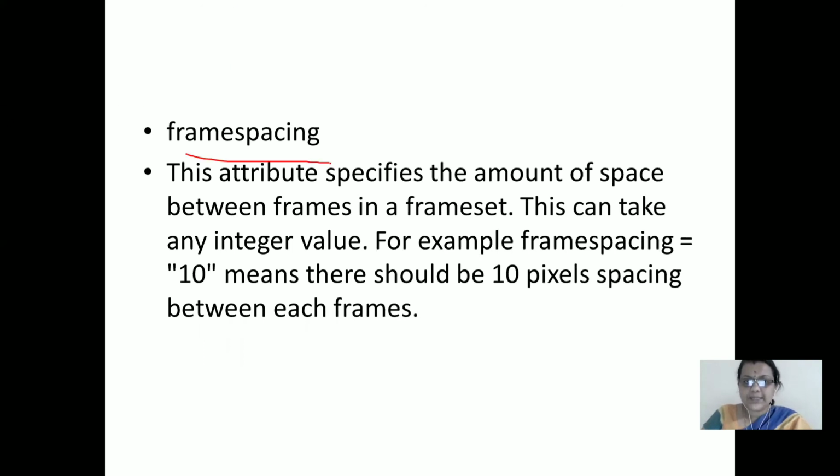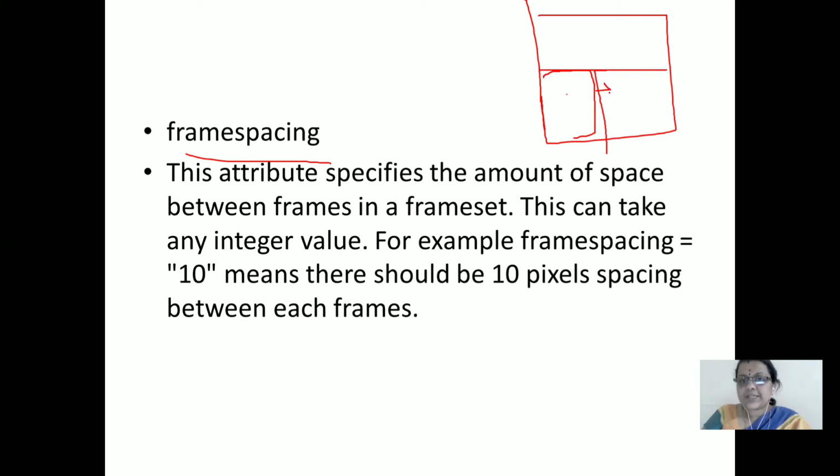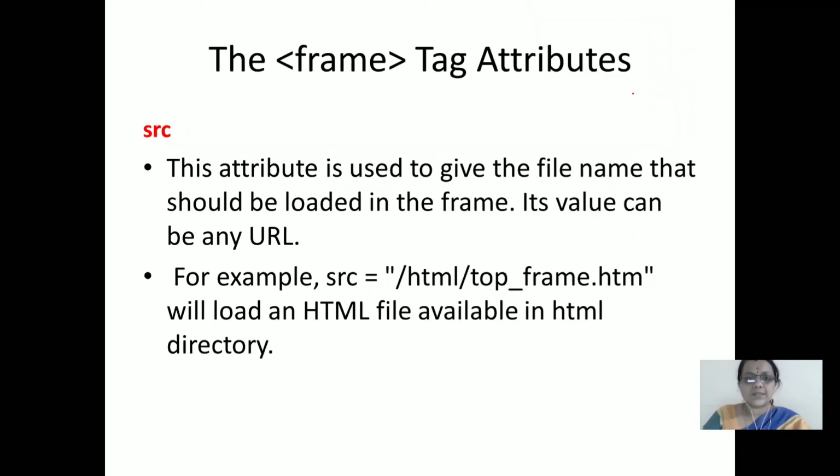And now the frame spacing means here I have two frames. For example, I am dividing it as one row and two columns, and the space between these two frames, this gap, the difference between the frames, I can also define by using the frame spacing tag. For example, frame spacing 10 means there should be 10 pixel space between each frame. I am giving frame 1, frame 2, frame spacing 10. It will take 10 pixels in between the two frames.